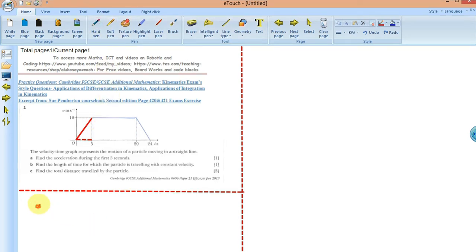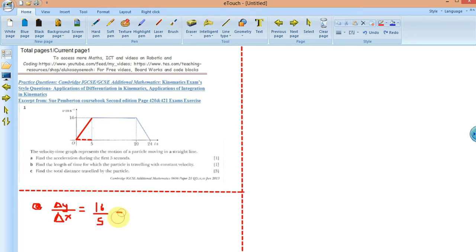So that's A. Now I'm going to complete the same here. I can do change in y over change in x because that is the gradient. Let me just write acceleration: change in y divided by change in x. So that is the slope, this line here. What is the change in y? That's y2 minus y1: 16 minus 0, that is 16. Divided by x2, this is 5, minus x1, 0. So 5 minus 0, that is 5. So that is 16 over 5.